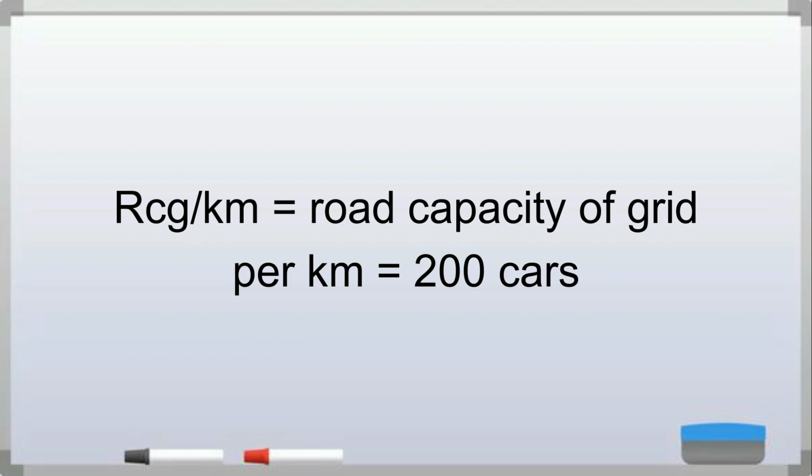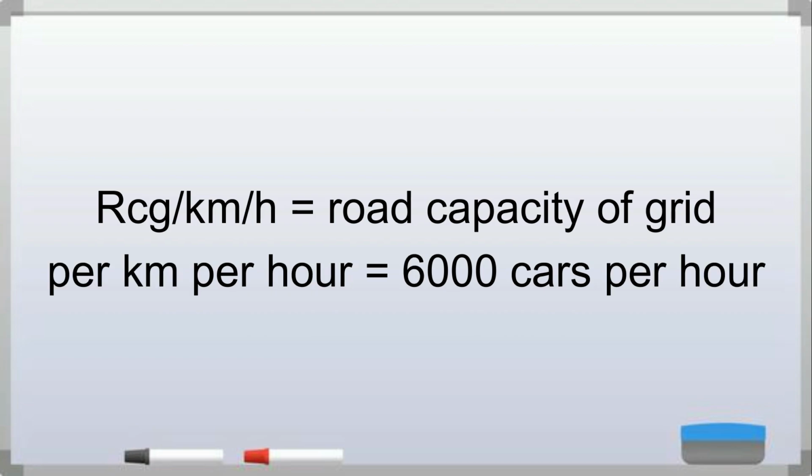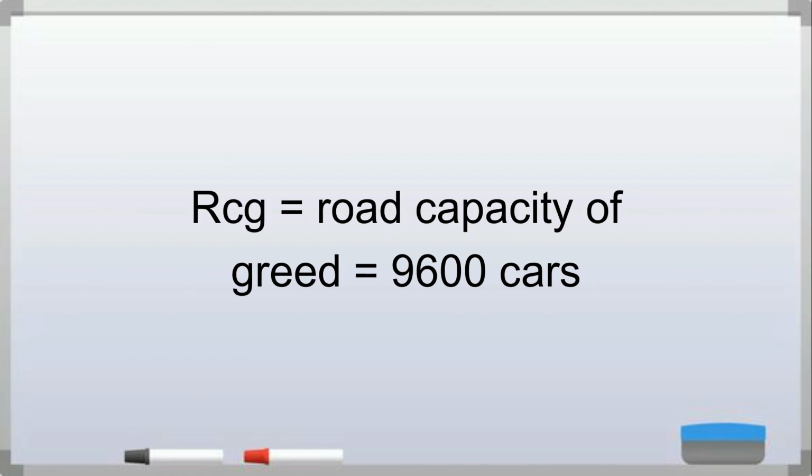RCG per kilometer, the road capacity of the grid per kilometer, equals 3 lanes times 1000 meters divided by 1 second plus car length, which equals 4000 meters divided by 60 meters. We'll also say 200 cars. RCG per kilometer per hour, the road capacity of the grid per kilometer per hour, is the same as the hexagon but 2000 per direction. RCG, the road capacity of the grid, equals 2 TLG times RCG per kilometer, equals 4 root TG times root TG plus 1, times 200, equals 9600 cars.